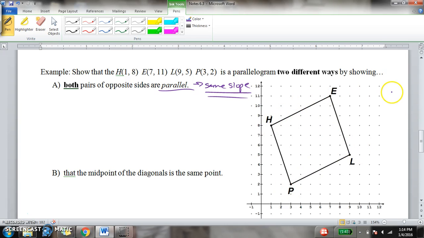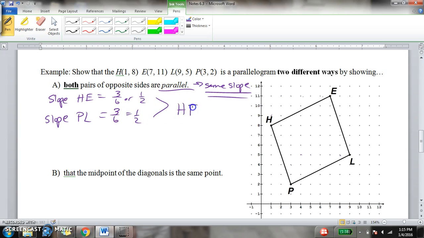If I find the slope of each of those, I'm just going to count it since we have a graph. So slope of HE is going to be rise over run. So 1, 2, 3 over 1, 2, 3, 4, 5, 6. So 3 over 6 or 1/2. So the slope of PL should be the same as that. Let's check. Up 1, 2, 3 over 1, 2, 3, 4, 5, 6. Same thing. So these two are parallel, HE parallel to PL.